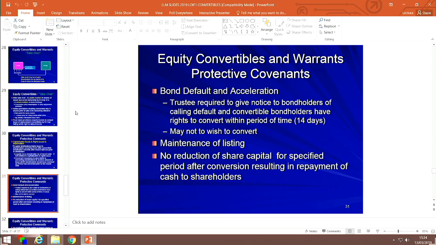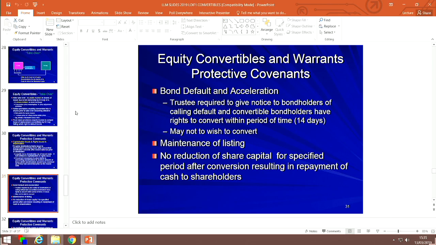Then you've got the issue of default and acceleration. Now, if there is going to be acceleration and there's a trustee who has decided to call a default and accelerate, then it is required to give all bondholders notice that such action is being taken by the trustee. If it is a collective action clause procedure, of course you don't need it, because the collective action clause is one taken by the bondholders. And therefore, it would be known to the convertible bondholders that by collective action clause procedure, bondholders are calling and putting the issuer in default. So it's simply a notice requirement, that's all.